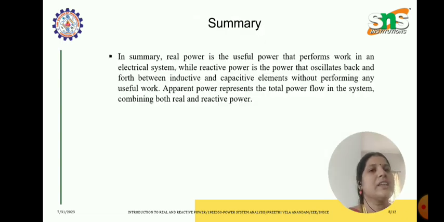And what is the summary I want to deliver to you, my dear children? The real power is the useful work that we call real power. The reactive power is the useless work, nothing but a power that oscillates back and forth between the inductive and capacitive elements without performing any useful work. So, kindly make a note of it.